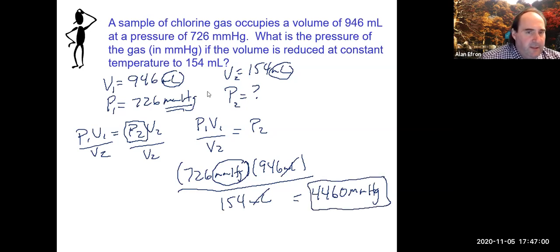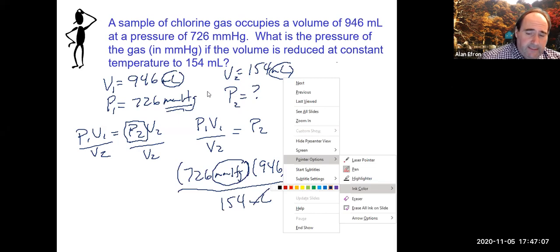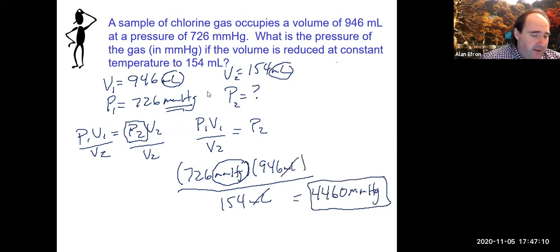Any questions on the calculation here? Again, it's important to understand the relationships. It can help you understand if your calculation went right or wrong. What we see in terms of the volume is that it went from 946 to 154. The volume went down, which means we would expect the pressure to go up. It went from 726 to 4460, so it definitely did go up. So our answer does make sense. Any questions on that particular one?